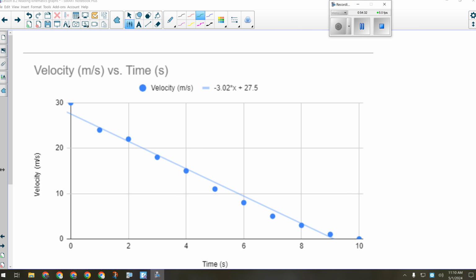Okay, let me ask you this instead. What's the initial velocity of this object? 27.5 meters per second, right? At time 0, this is my y-intercept way up here. It's just because it's backwards, right? So my y-intercept's way up here. It's positive 27.5 meters per second. By the end of this graph, what's my final velocity?